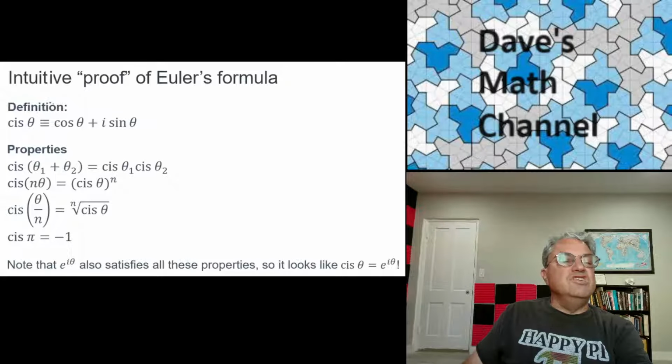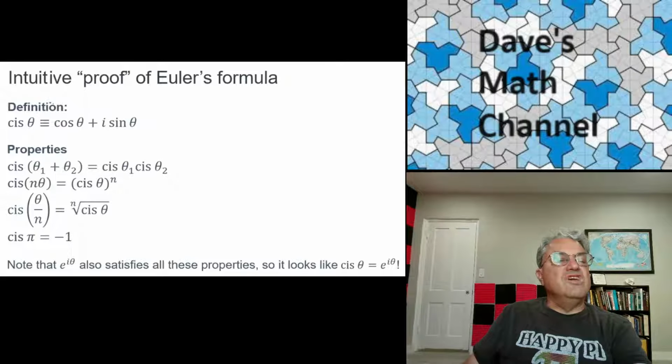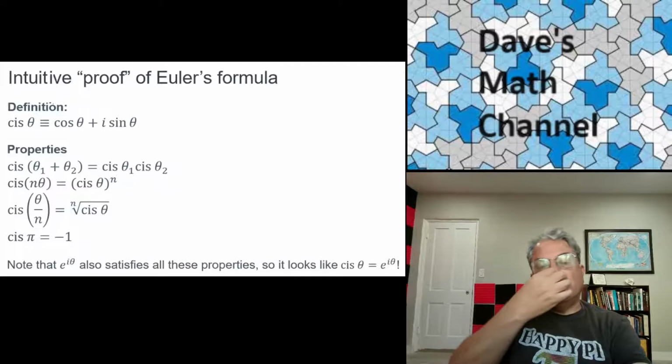But what you should know is that if we write cis theta equal e to the i theta, then e to the i theta does satisfy all these properties I've written down here. Maybe I didn't prove that k is equal to i. I don't really know how to prove that. Maybe you do need calculus to prove that. But it certainly has the form of an exponential function.